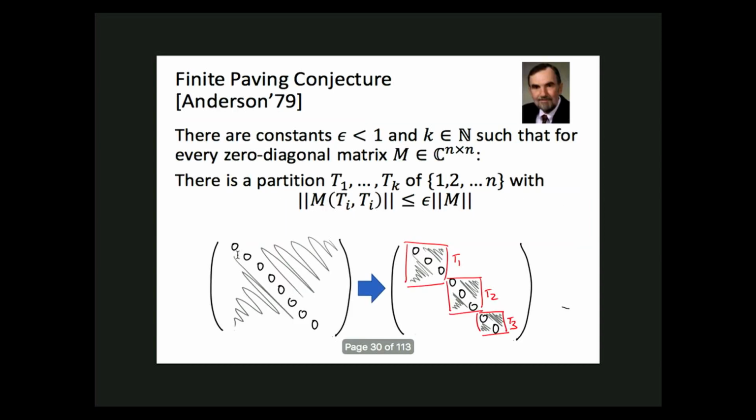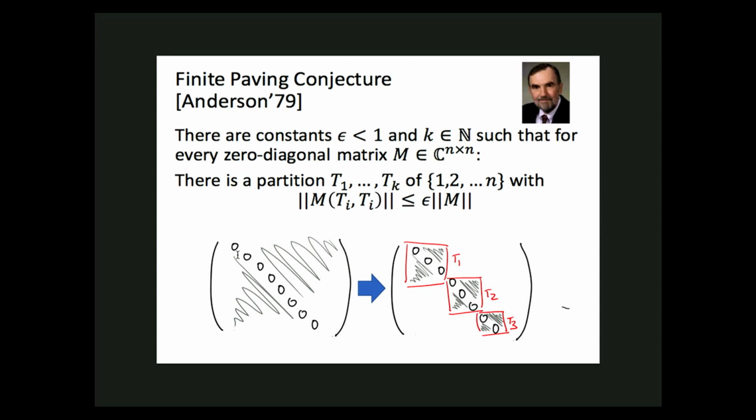And then the next major step in this story was achieved by Anderson in 1979, who introduced a finite version of this conjecture. Okay, so here's his conjecture. There are some universal constants epsilon and k, epsilon strictly less than 1, with the property that for every zero diagonal finite n by n matrix, just like honest to God, a thing you can write down on paper, there is a partition of the coordinates into k blocks, so that again, each submatrix indexed by these blocks has norm at most epsilon times the norm of the matrix. These blocks, of course, correspond to the diagonal projections in the paving.